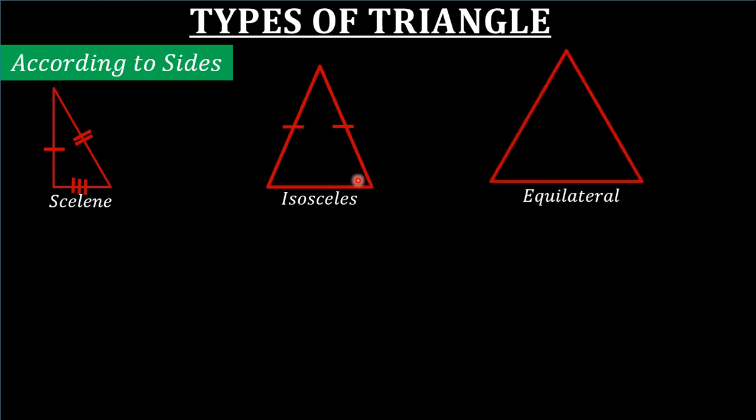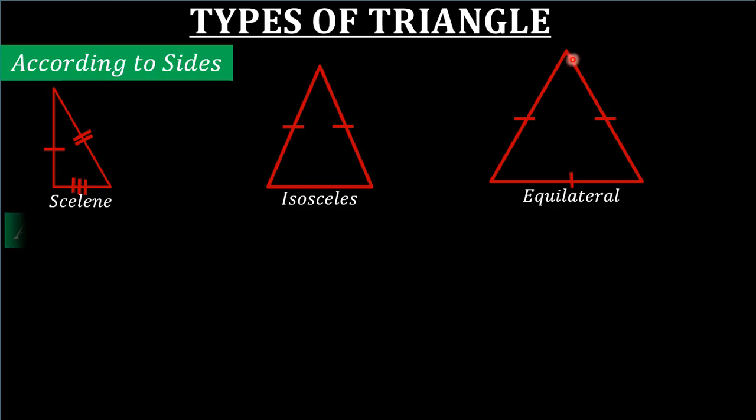The third type of triangle is the equilateral triangle, in which all three sides of the triangle are equal in length. An important thing to notice here is that all three angles are also equal and measure 60 degrees.